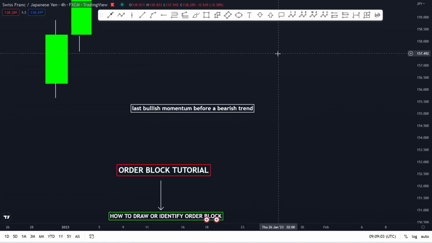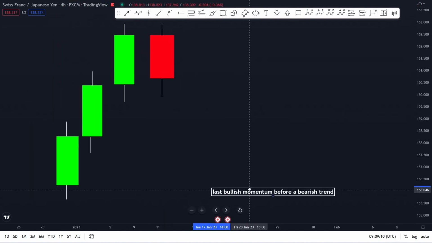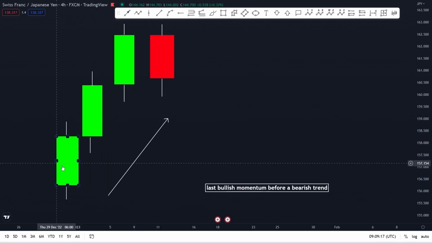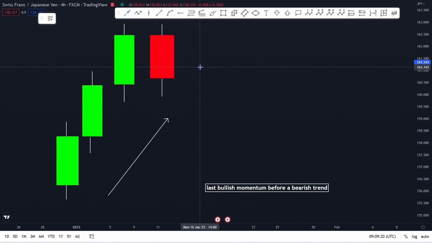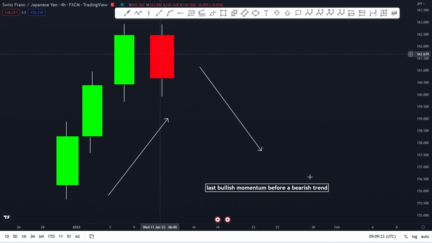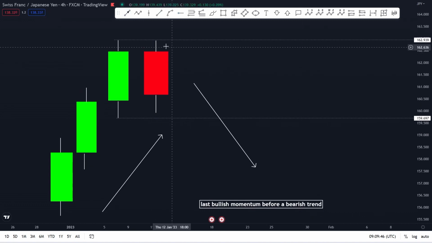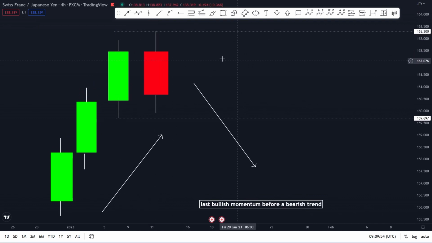Firstly, let's start by drawing your bearish order block. This will be your bullish move, or bullish candles, and then this will be your bearish candles on the side. To draw your order block, you are going to draw it from the last bullish candle before a bearish candle. That means your order block will start from here to here. Sometimes you will have a wick around this area, so I like to cover it up.